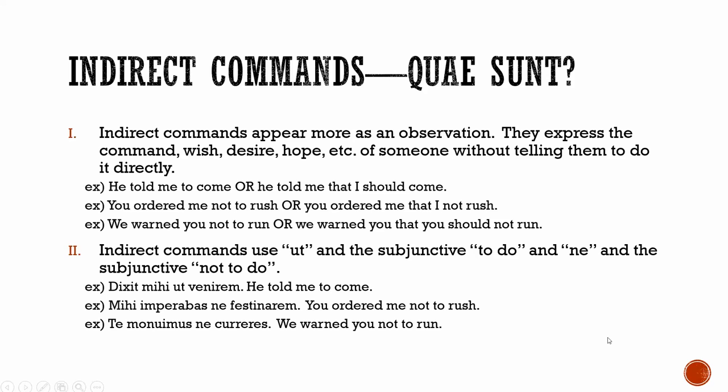So let's look at the same examples we had above. Dixit mihi ut venirem. He told me to come. Notice he's telling me to do something, so it's a to do command. I have the ut because it's to do, and I have the subjunctive venirem. He told me, dixit mihi. Note, he's telling it to me, so that's where the dative's coming in.